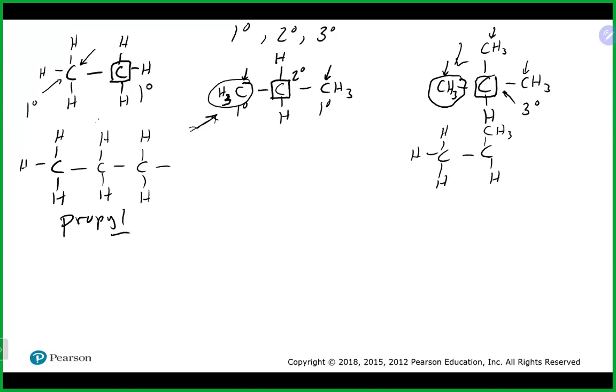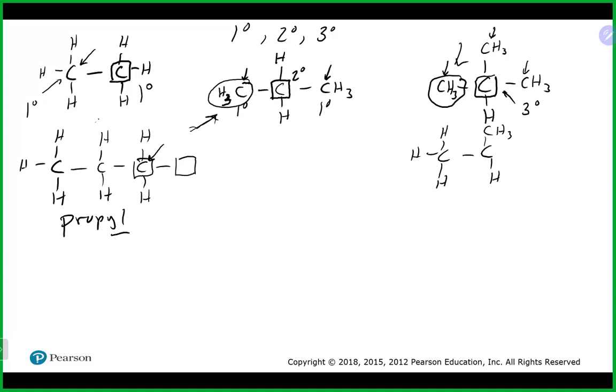The attachment of this group into the compound is going to happen here. The attachment of this guy will happen at this end. And by the way, that carbon where it's going to attach is going to be what type of carbon? Primary, secondary, or tertiary carbon?